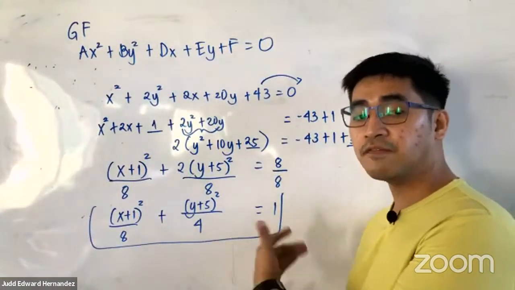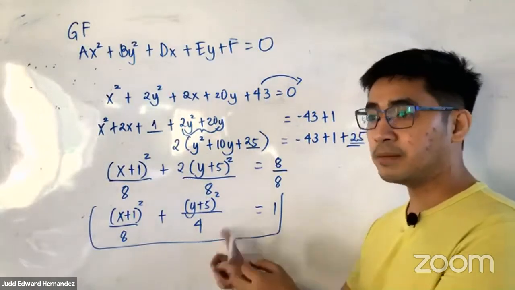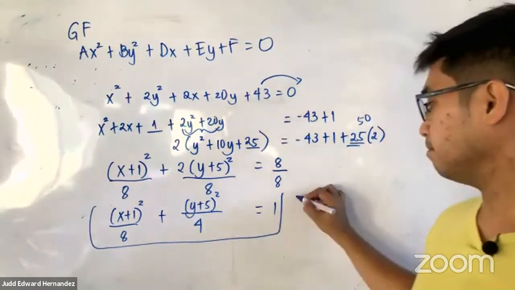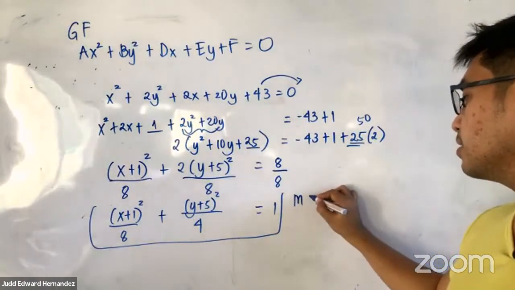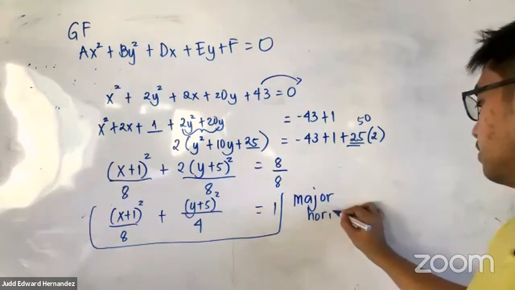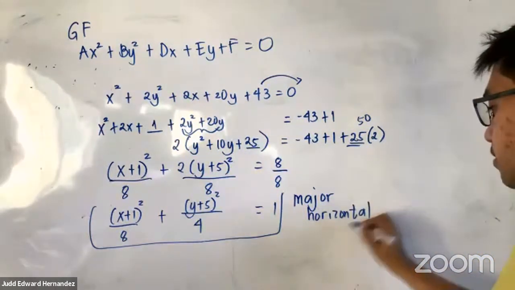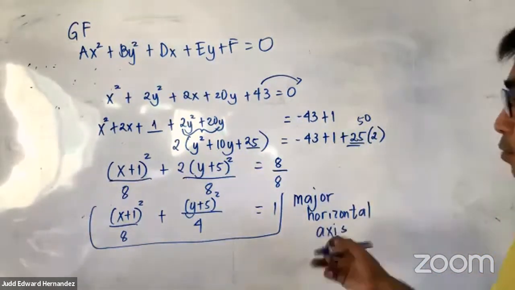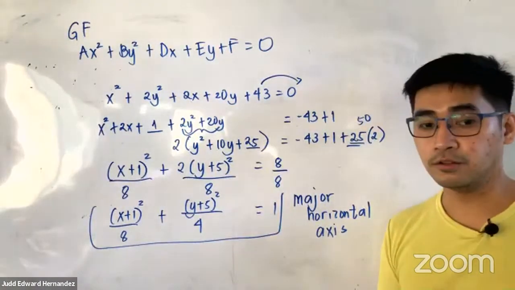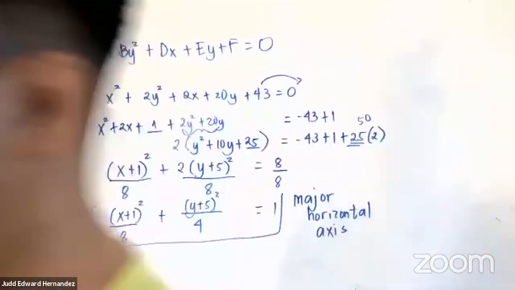But I have a follow-up question. What is the major axis? X. Therefore, that is the major horizontal axis. Questions? So this is how we convert an equation in general form to standard form. So let's have another.